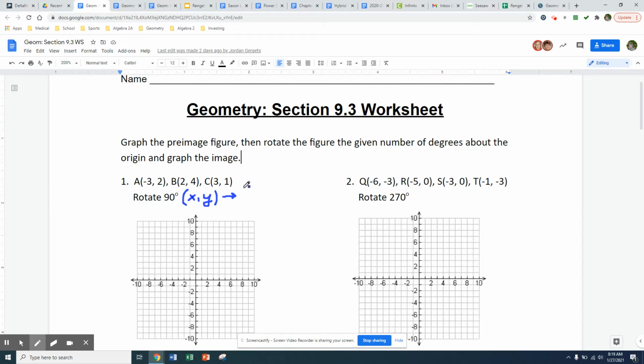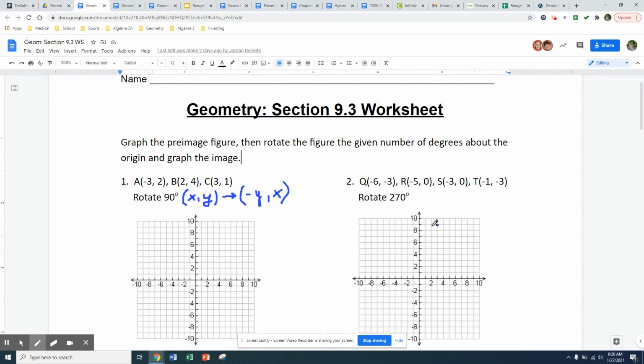In a 90-degree rotation, your x coordinate becomes the opposite of whatever the y coordinate was, and then your y coordinate is what your x coordinate was. So to apply a rotation of 90 degrees, your image's x coordinate is going to be the negative of the y coordinate of your pre-image, and then your y coordinate is going to be what the x coordinate was.